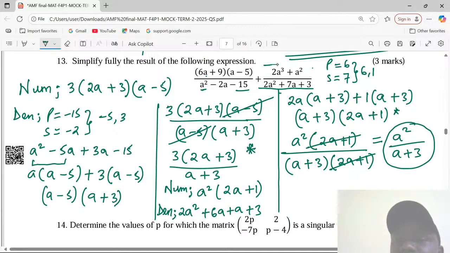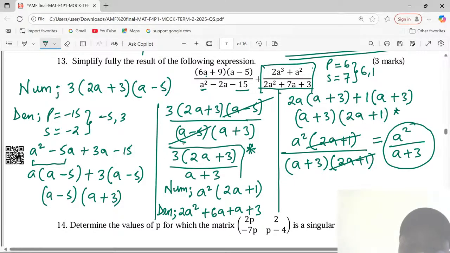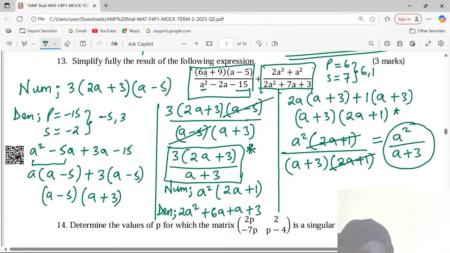for the right hand side, and the solution for the left hand side is here. So now we are supposed to combine the two. If you are following carefully, you will be able to understand what we are doing.